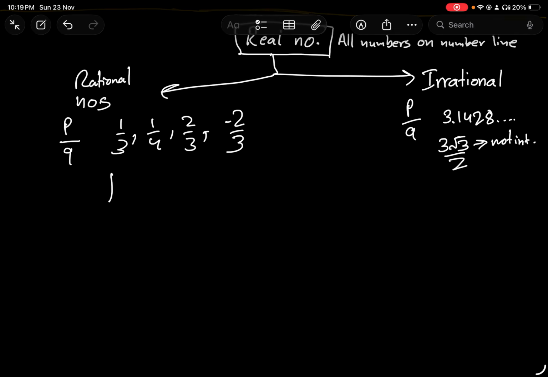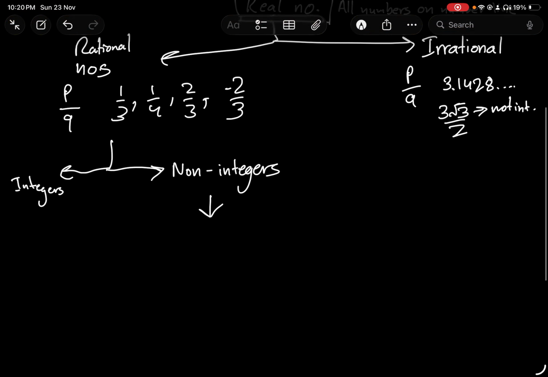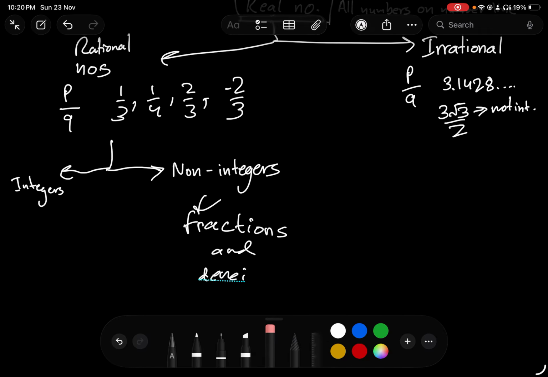Now, rational numbers can also be divided into two parts: integers and non-integers. So non-integers include all fractions and decimals, which every one of you should know about. Fractions and decimals.